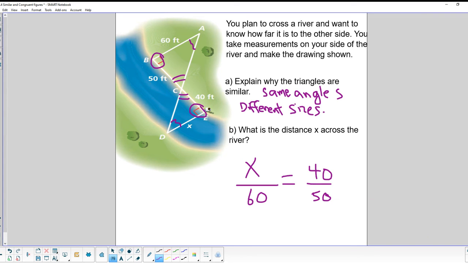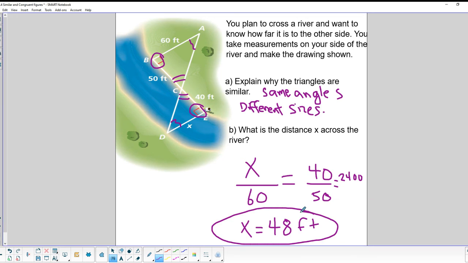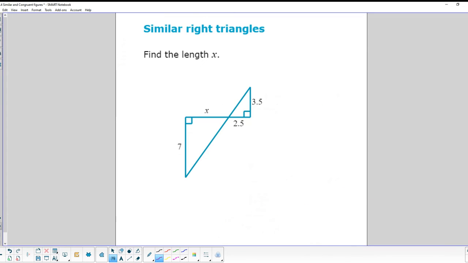So I'm going to grab my calculator. I'm going to do 60 times 40, which is 2,400. Okay, that's pretty big. And then we're going to divide that by 50, and we are going to get 48. So x is going to equal 48. And that would be 48 feet. So that would be the amount that made sure that these are similar triangles.